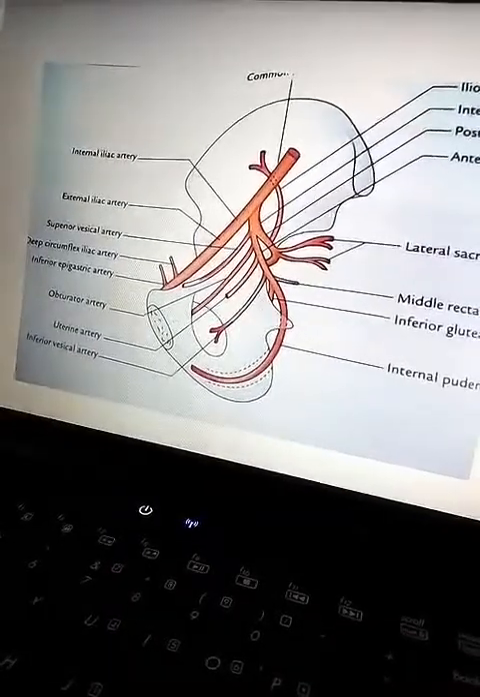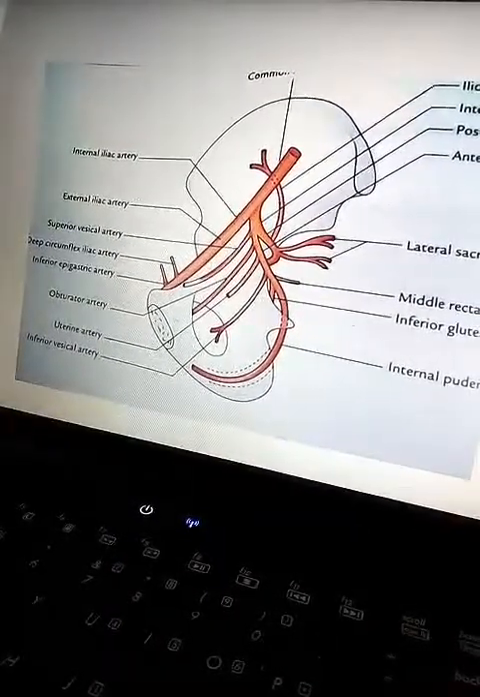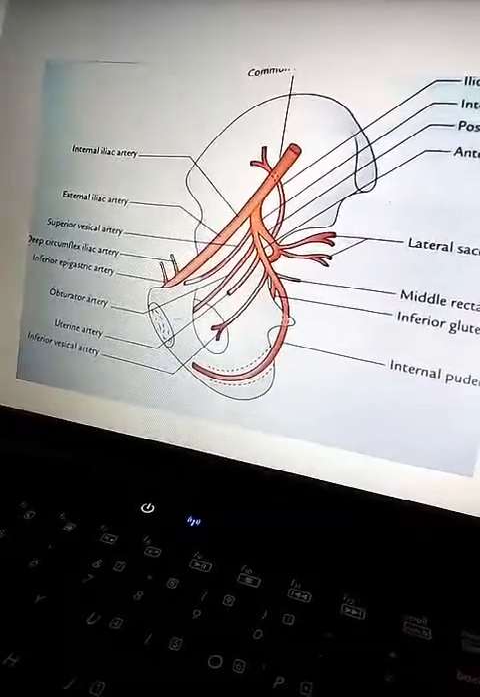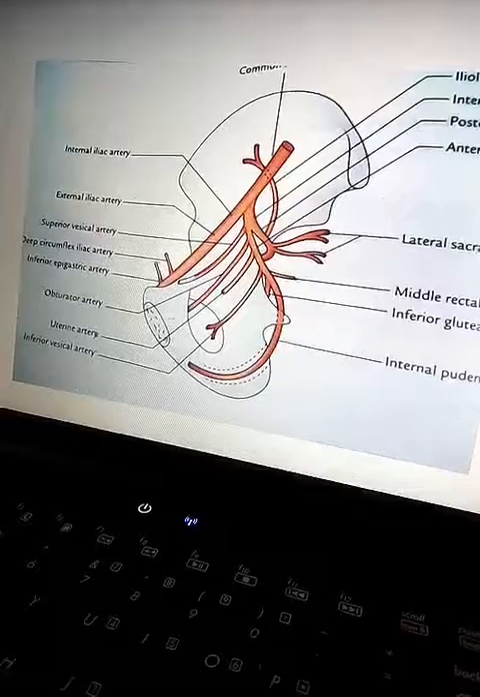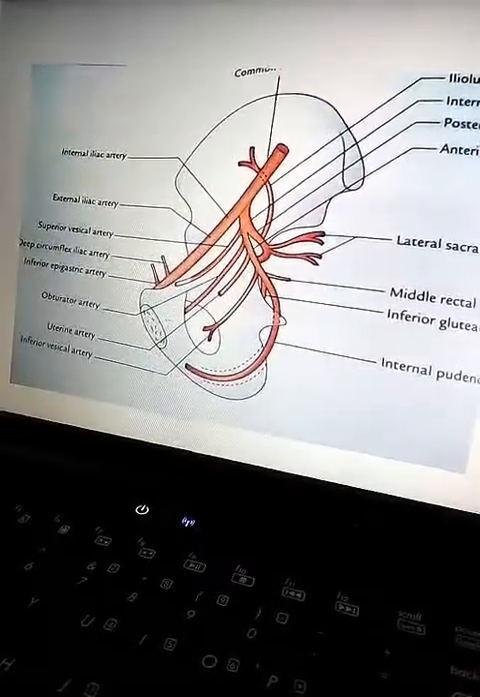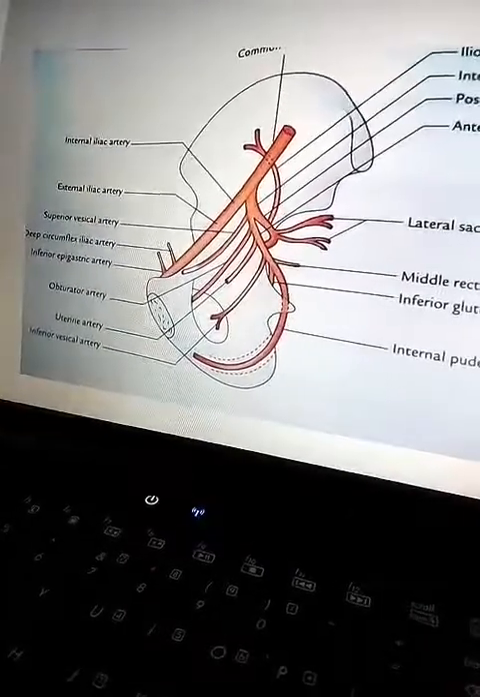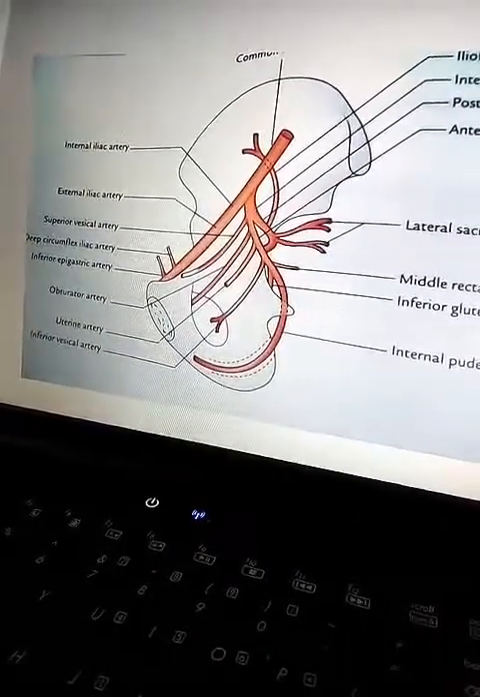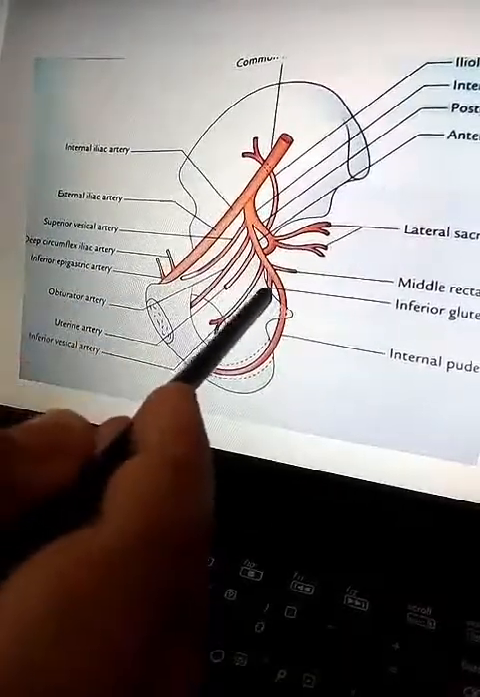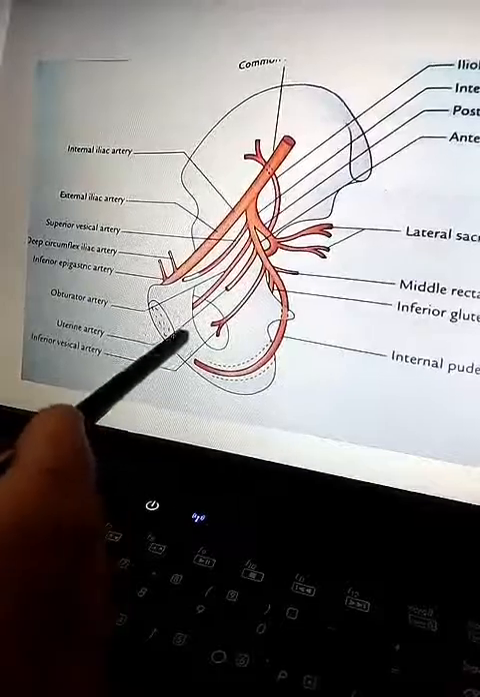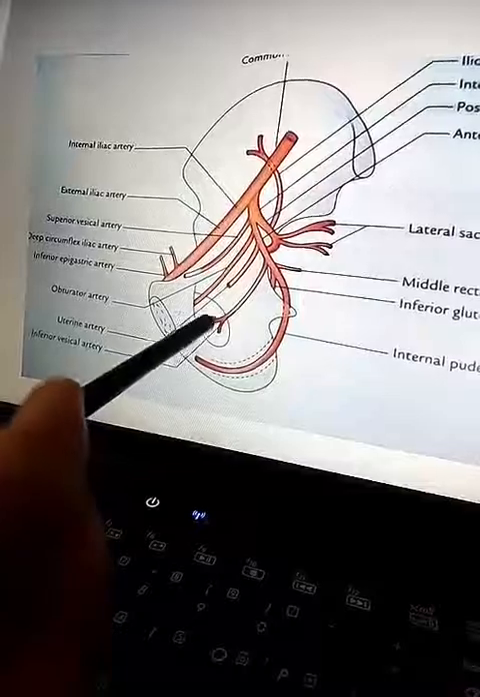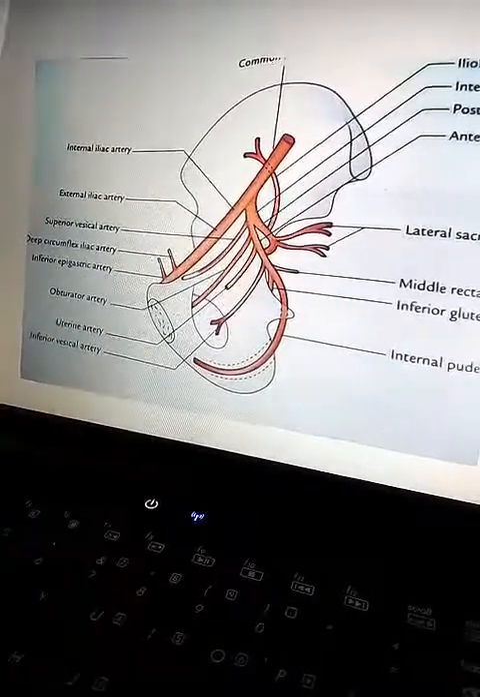So these were the branches of the anterior division of the internal iliac artery. So these are the superior vesical artery, obturator artery, inferior vesical artery, middle rectal artery, internal pudendal artery, inferior gluteal artery, uterine artery, and vaginal artery, that is also known as inferior vesical artery.